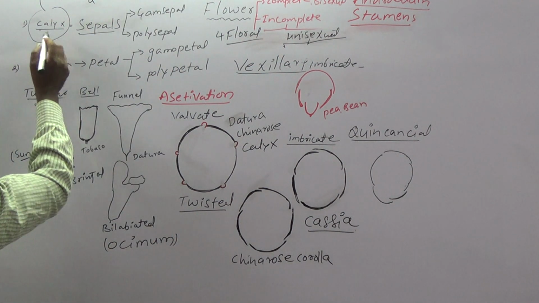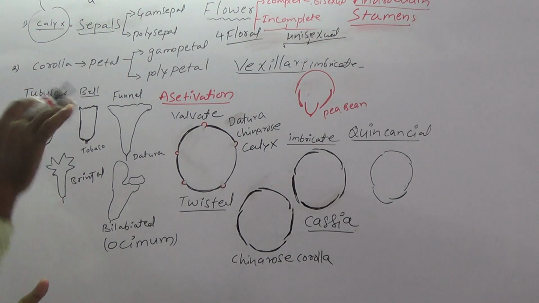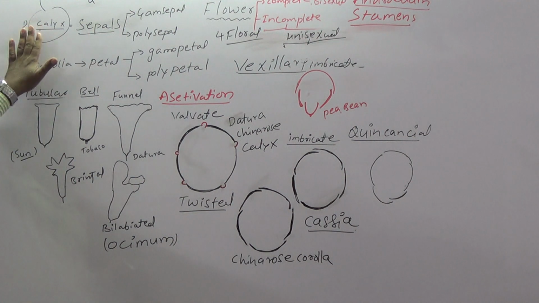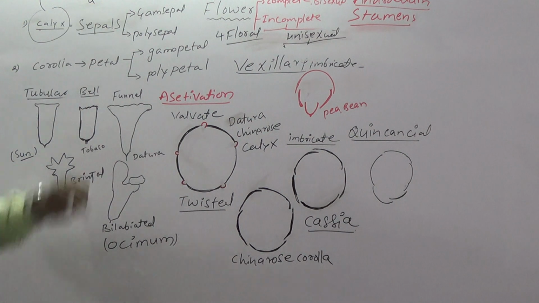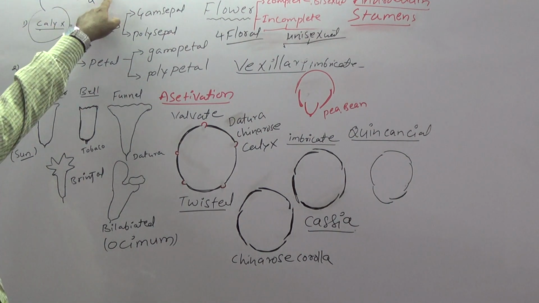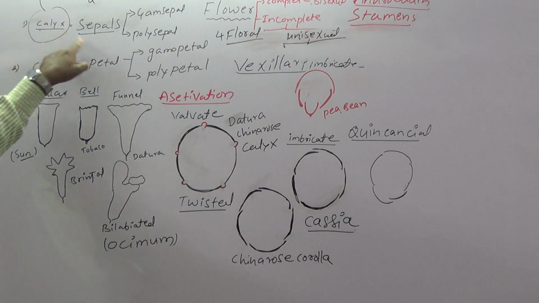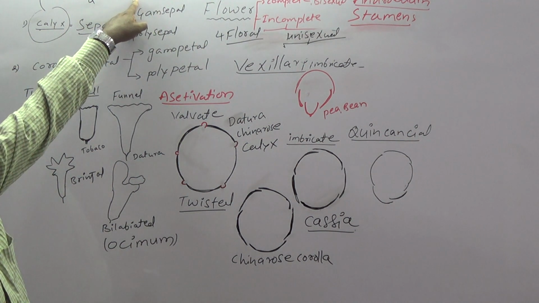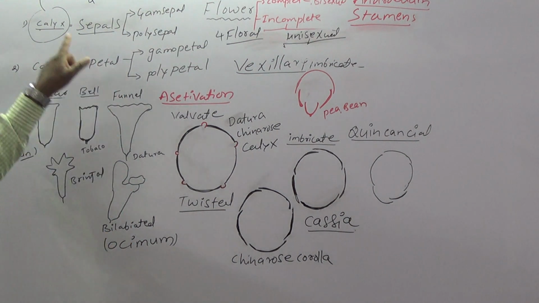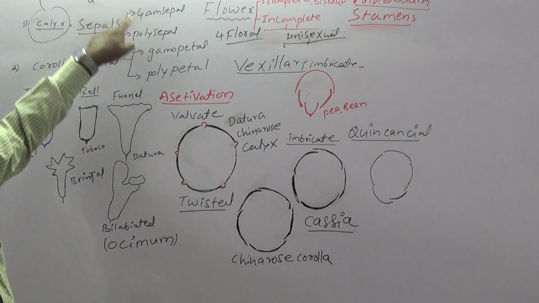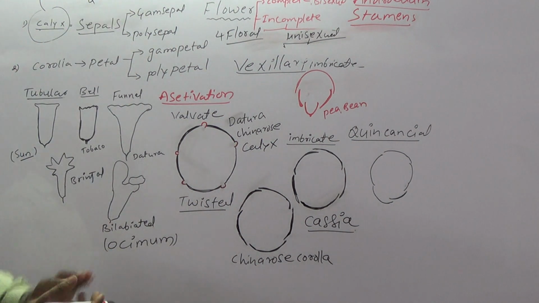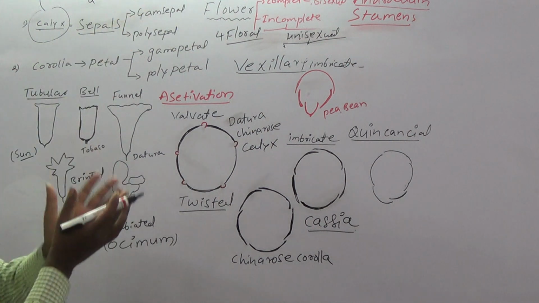What is the position of the calyx in the floral diagram? Outside of the floral diagram. And what is the formula of the calyx? K. If it has 4 sepals, K4. If it has 5 sepals, K5. If the sepals are united, that is gamosepalous, K5 with a bracket closed. If the 5 sepals are all free, there is no bracket there. So it is free, and the bracket closed means it is gamosepalous.